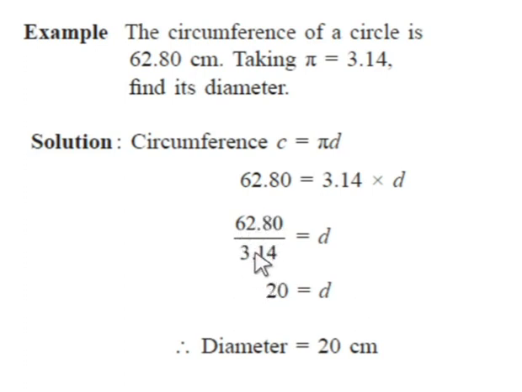Now from here you will see 628 is double of 314. So here you will get 2 and this 0 you will get 20. Hence the diameter of the circle is 20 centimeter.